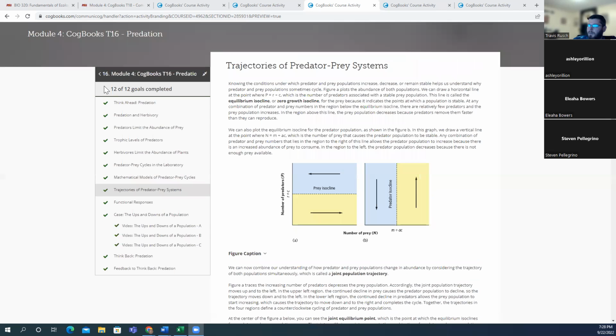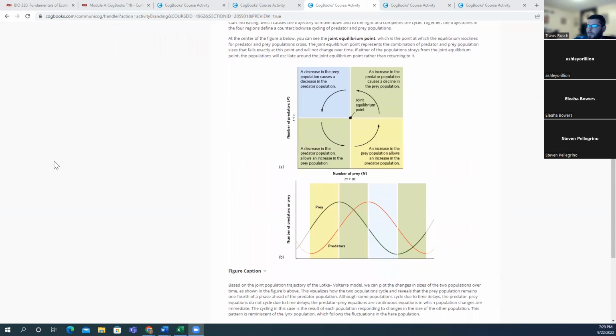This is from Module 4, T16, the trajectories of predator-prey systems. Do we have any questions on what's going on or why the cycle is the way it is?